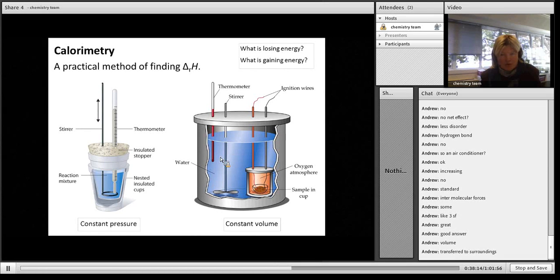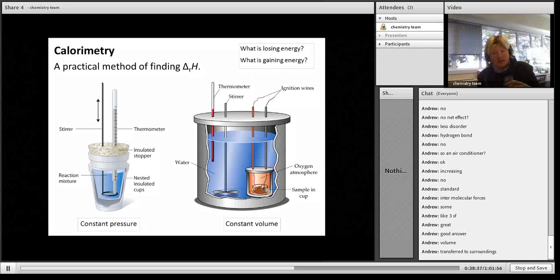It's transferred into that water. So there's a fixed amount of water in here. It's water that's been weighed out. It's a fixed amount. And any heat that's given off by the reaction is being taken up by the water. So it's being absorbed by the water.